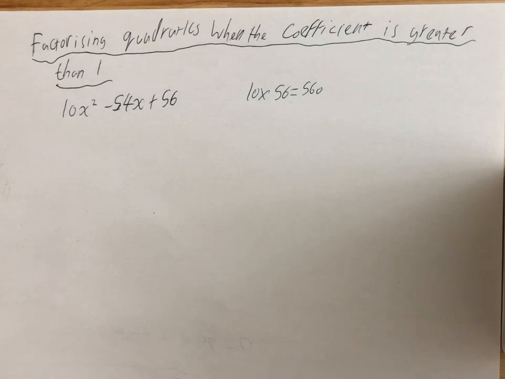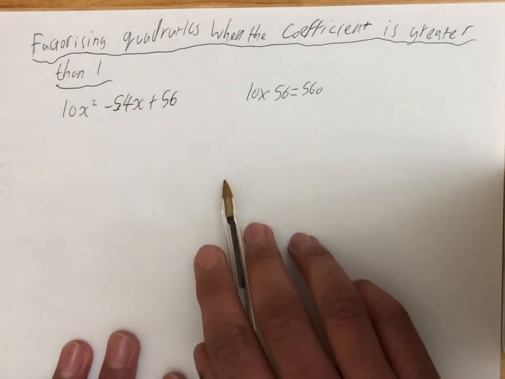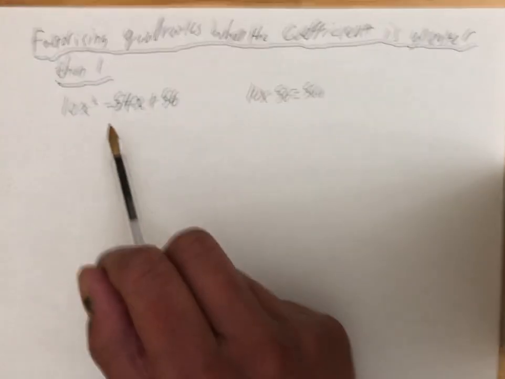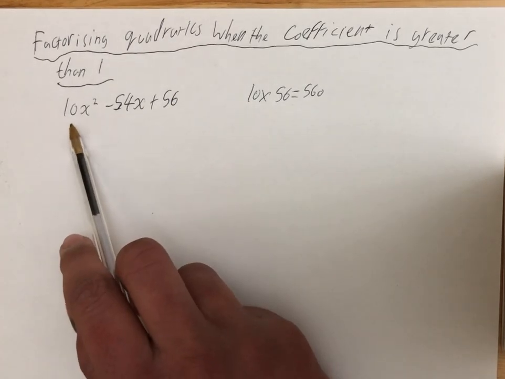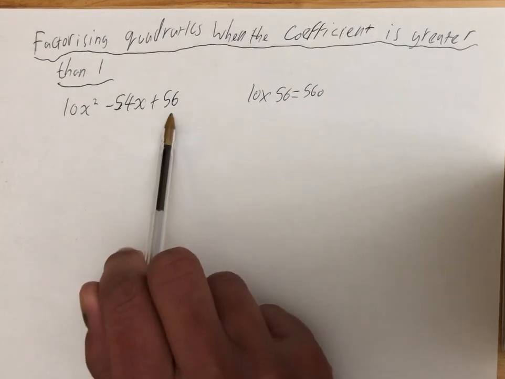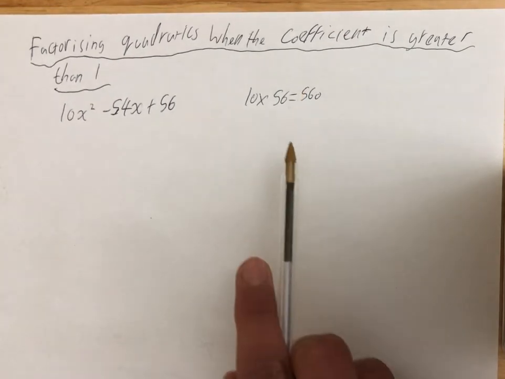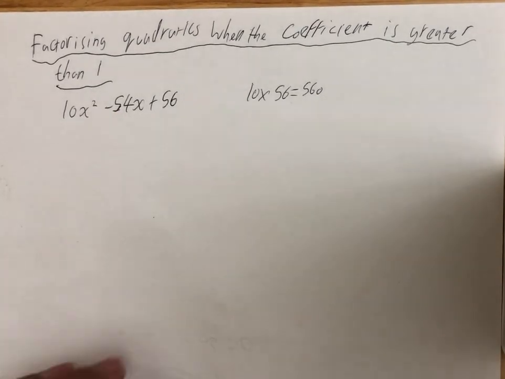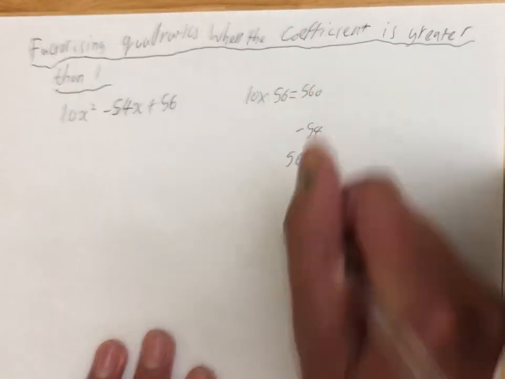Now, when you get the number 560, you have to find two numbers that add to make minus 54, which is b, and multiply to make 560, instead of the usual add to make minus 54 and multiply to make 56. Because the coefficient is greater than 1, you'd have to multiply this by this in order to get that value, and when you get that value, you want to find two numbers that multiply to make that value and add to make that value. So two numbers that add to make minus 54 and multiply to give 560.